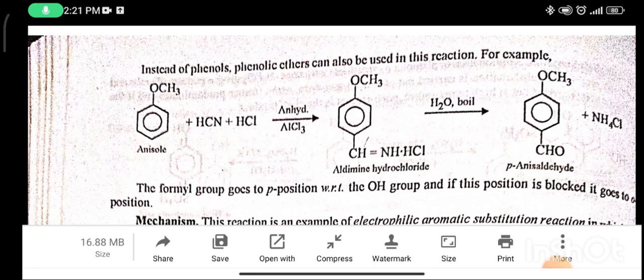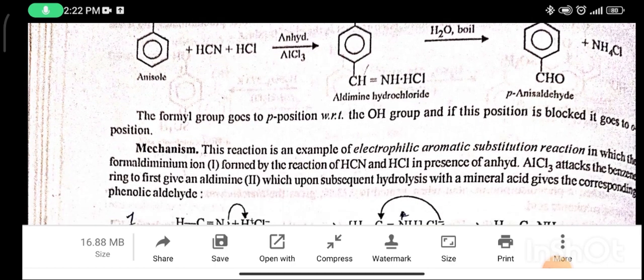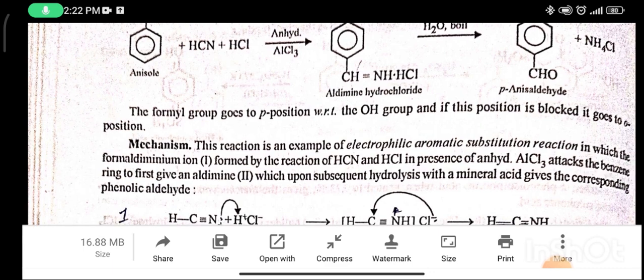Instead of phenols, phenolic ethers can also be used in this reaction. Anisole reacts with HCN plus HCl, anhydrous AlCl3. It gives aldimine hydrochloride. It reacts with H2O. It gives p-anisaldehyde. The formyl group goes to the para position with respect to OR. If this position is blocked, it goes to the ortho position.